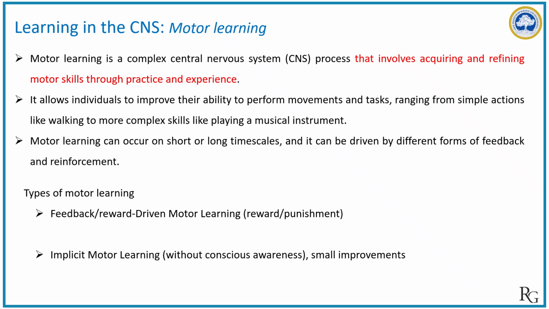The second type of motor learning is implicit motor learning. That is learning that happens without conscious awareness. Small gradual improvements occur automatically as we keep repeating the movement. We can think about riding a bicycle. You don't consciously think about all the adjustments your body is making to keep balance, yet over time you get better and better. The cerebellum plays a major role here, especially in fine-tuning movements and correcting the error.